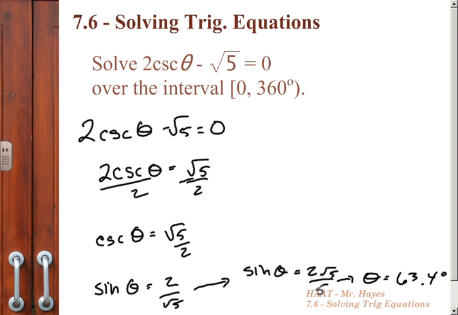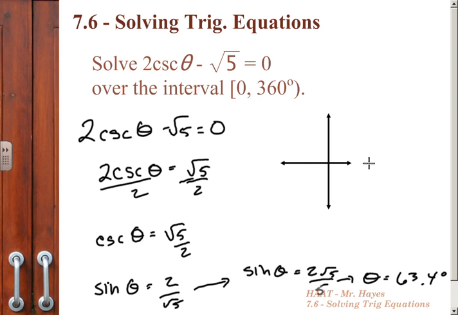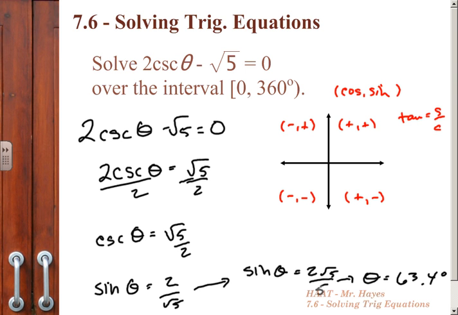If we go back to your axes, remember quadrant 1, both coordinates are positive. Quadrant 2, x is negative, y is positive. Quadrant 3, both are negative. Quadrant 4, x is positive, y is negative. Also remember that these go in order of cosine, comma, sine. So your x value is cosine, y value is sine, and the tangent is sine over cosine.